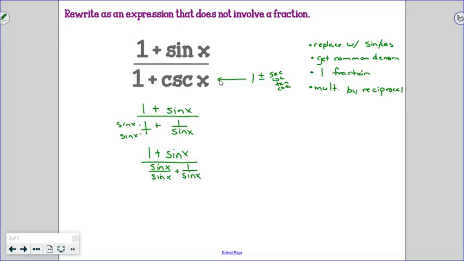Put them together to be 1 fraction now that we have that common denominator. Once it's 1 fraction in the bottom, you can always multiply then by its reciprocal, right? So anything from the bottom, if I want to get rid of it, I can multiply by its reciprocal. And so to do that, I would take the numerator, which is 1 plus sine of x, and we're going to multiply it times the reciprocal of this guy, which would be sine of x over sine of x plus 1.